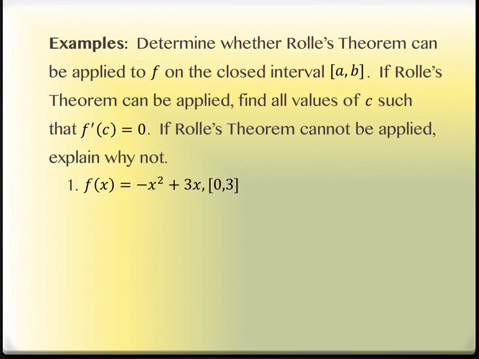So, our first example, the directions say, determine whether Rolle's theorem can be applied. That means we have to check those three conditions. If it can be applied, find all values that work, all those values c where the derivative is 0. And if not, we're going to explain why it can't be applied.